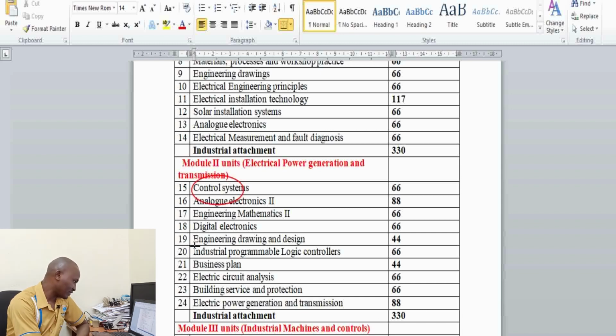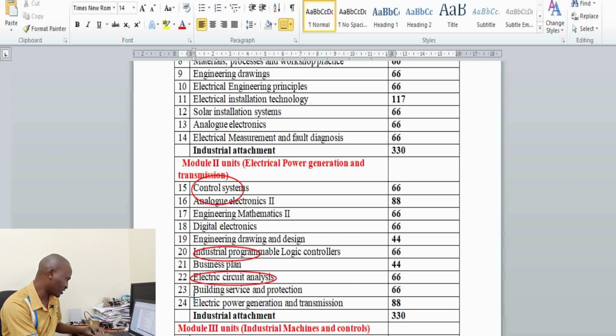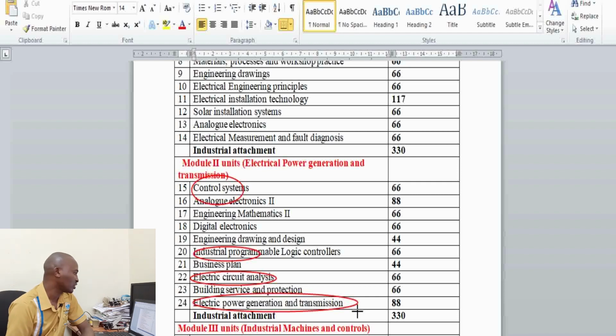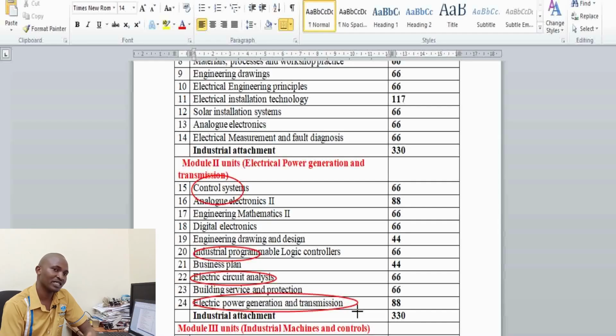In the second year of study, you have done machines. I mean, you have done control. You have done industrial programmable logic controllers. You have done circuit analysis. There's a machine in this area. And you have done electrical power generation and transmission. So you have three areas you can look for attachment. But I recommend two. You can go to the industries, machine installation, motor installation, various type of motors in the industries. By now you have covered a good portion of the various type of motors.